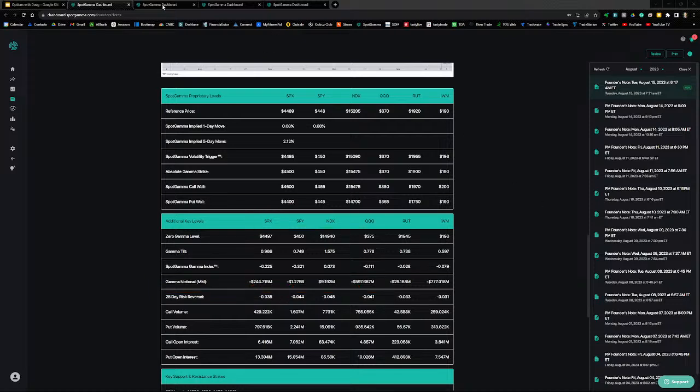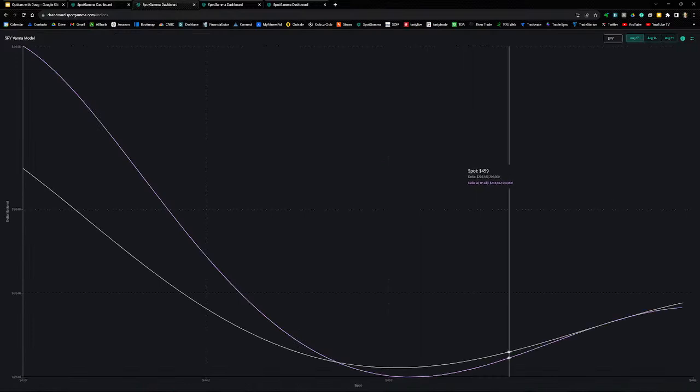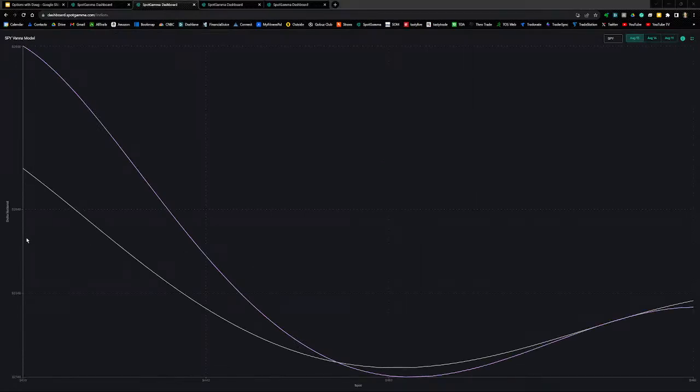All right, let's take a look at a graphical representation that illustrates what I'm talking about. I'm going to look at the Vanna model, starting with SPY today. What this chart is showing is market makers' delta notional on the vertical axis and price on the horizontal axis. There are two curves on this chart. The gray curve, oops, wrong tool. Just clean all that up.